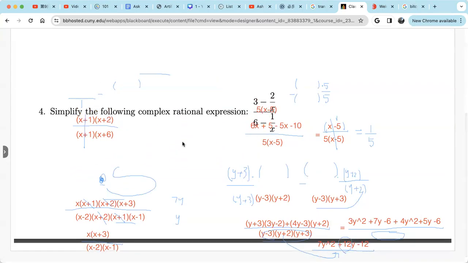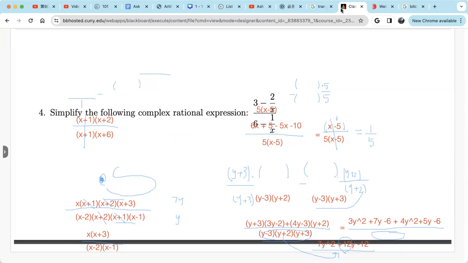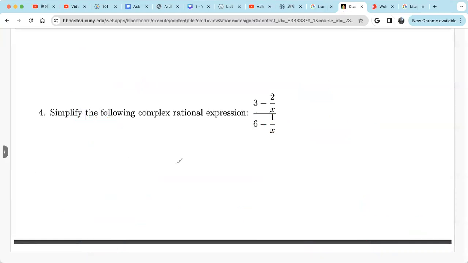Now let's see the last one. So we want to simplify this. So look at the denominator. The denominator we have x, denominator we have x. So what do we do? This is an expression, we want to multiply by 1. And this one is x divided by x. So we multiply 2 terms in the numerator by x. We multiply 2 terms in the denominator by x.